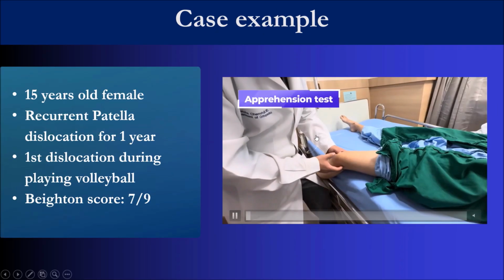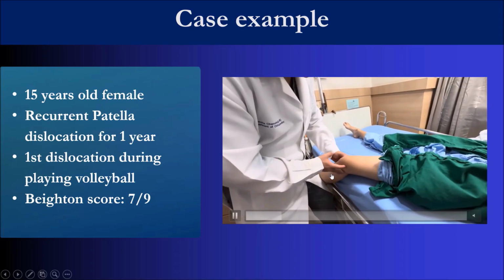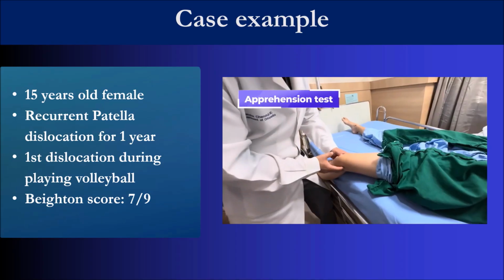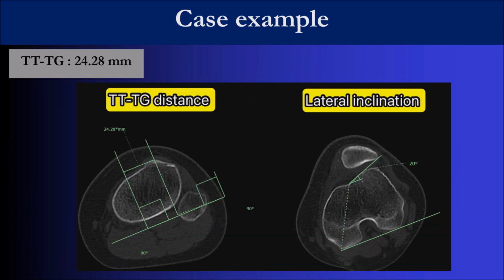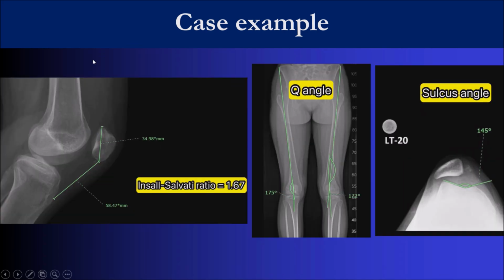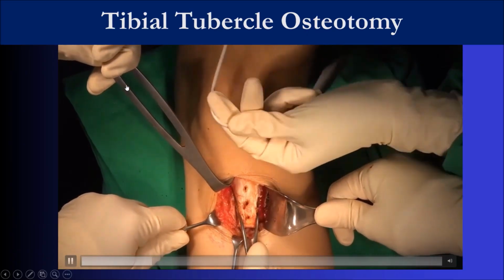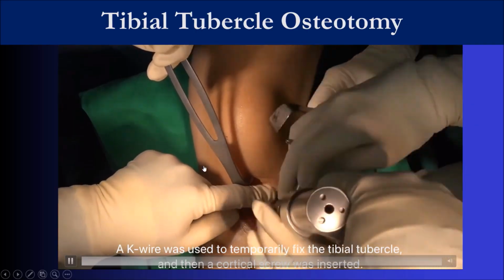So an example, this is a 15 years old, got patella dislocation. He has a high Biden score, okay? So his problem is that he has a TTTG of 24, okay? And also has a bit of tilted patella. We need to do the tubercle osteotomy anteromedialization, okay?